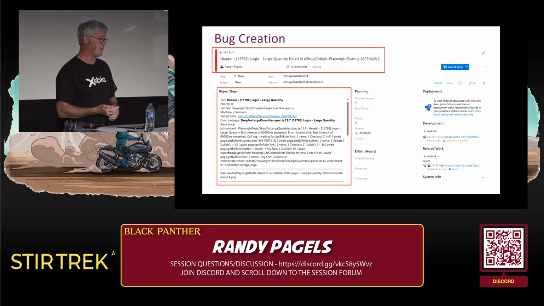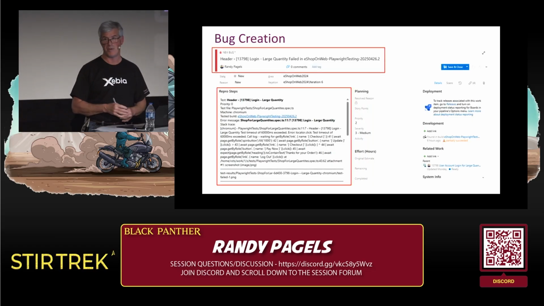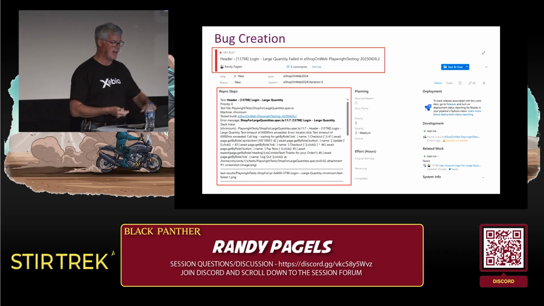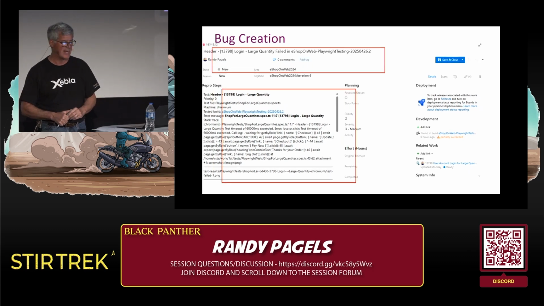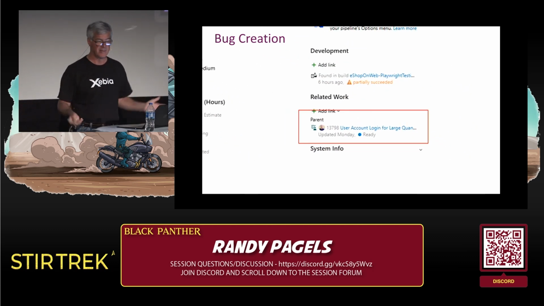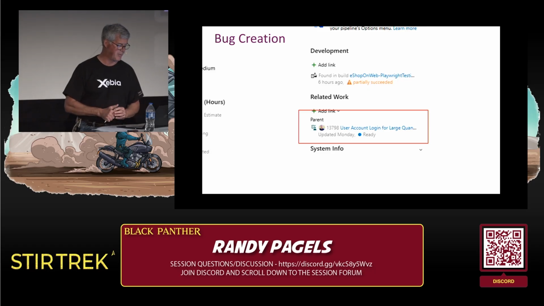This is what we call a rich bug. This bug is full of the repro steps. It has the video recordings. It has the screenshots added to it. I can assign it to somebody, and the bug is now linked back to the test case itself as the parent inside of Azure DevOps. Very nice, right, for traceability purposes. Works really well.